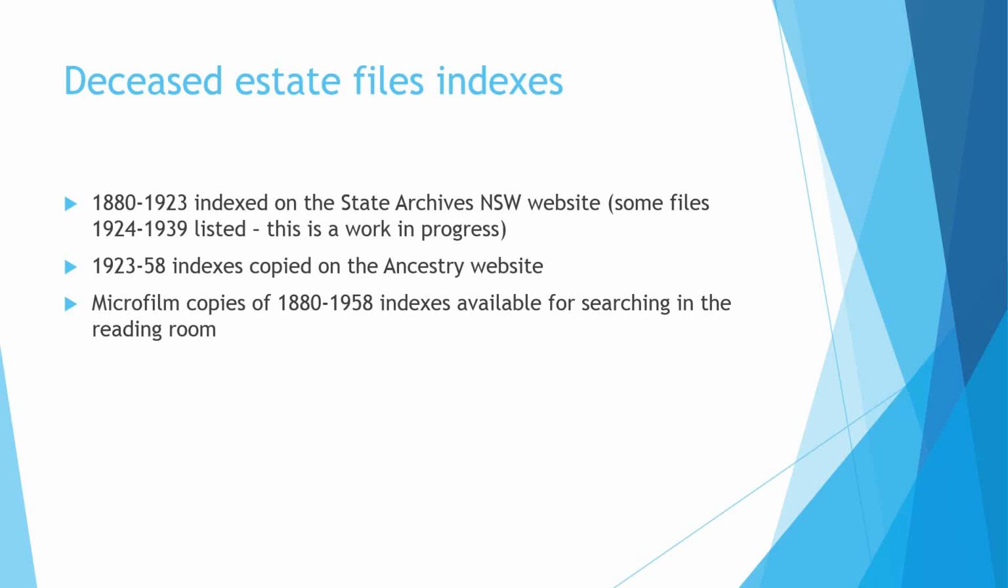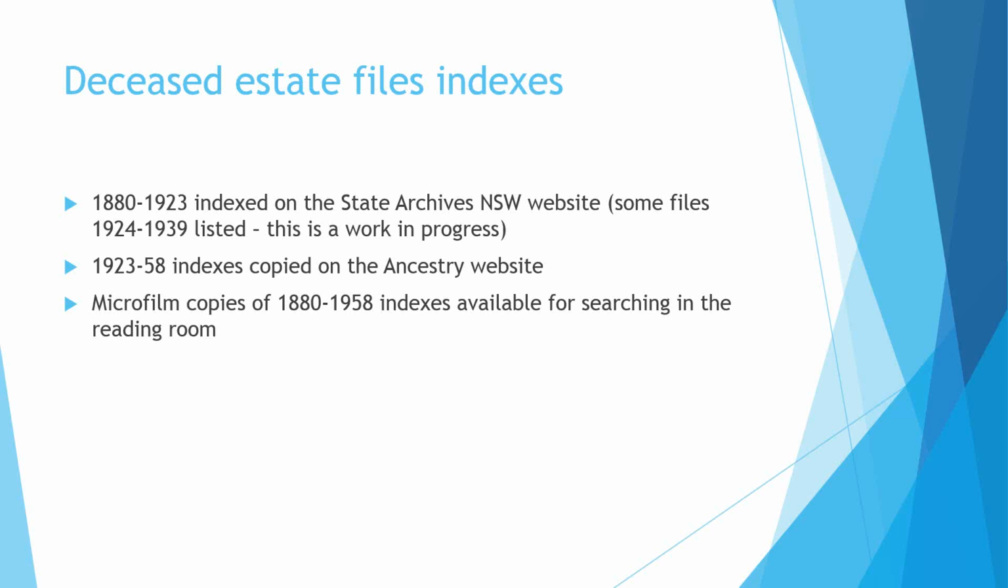And for that very early 1880 to 1923 period, we've listed those files on our website in our online indexes. So it's D for deceased estate files rather than early probates, which was P. And you can see they're listed 1880 to 1923 people, as well as some of the 1924 to 39 people.